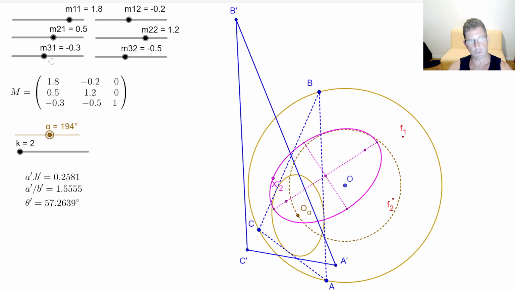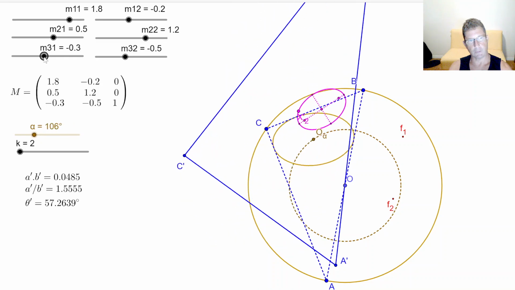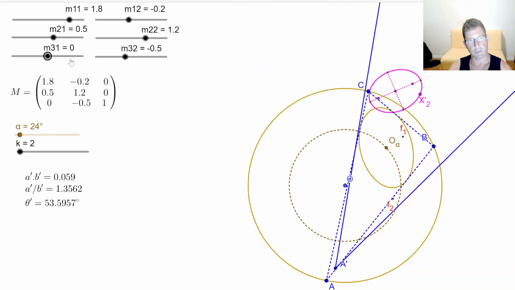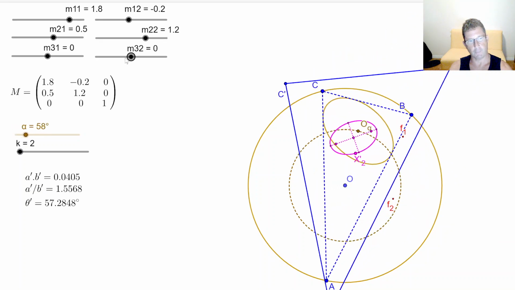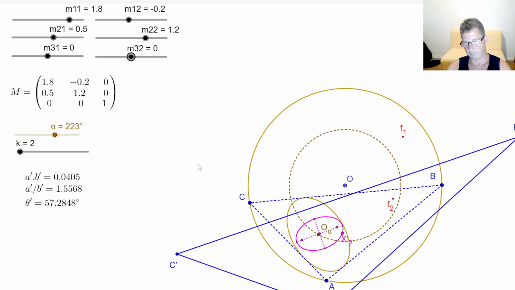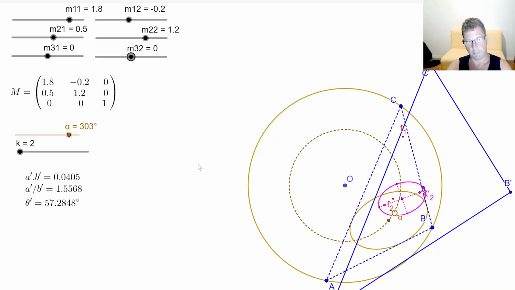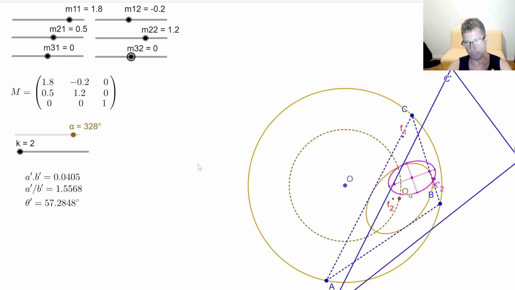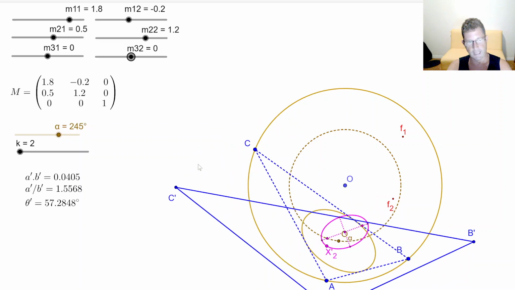Now what happens to this locus if I zero out the elation entries, the two bottom entries? As before, we get that the locus of x2 in this generic caustic case preserves both area and eccentricity, so both product and ratio of semi-axes.